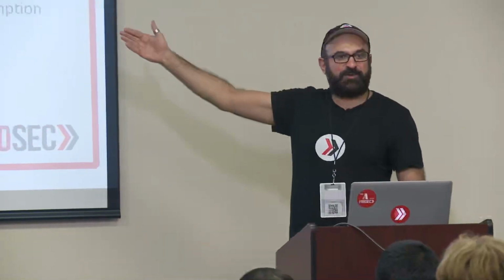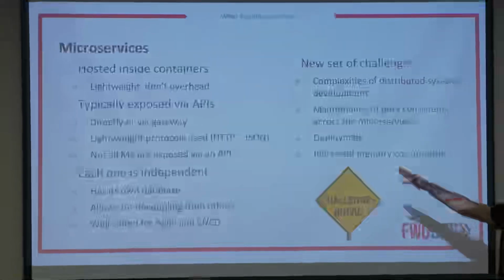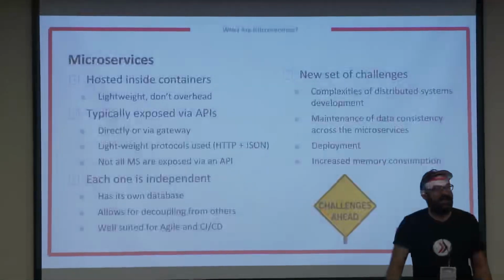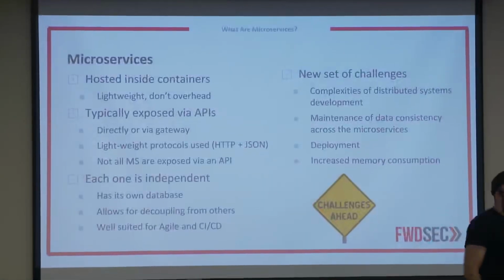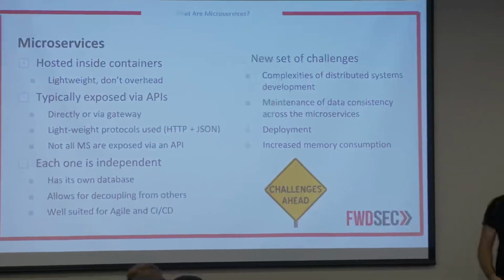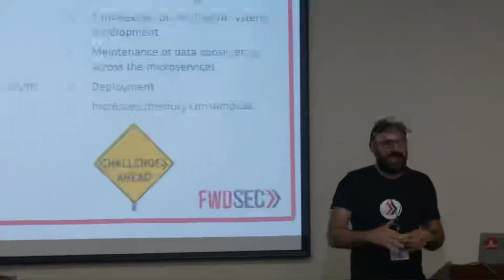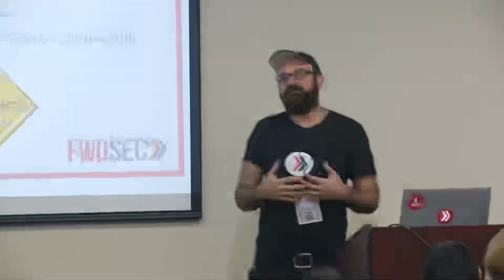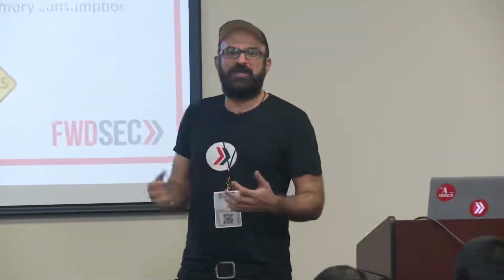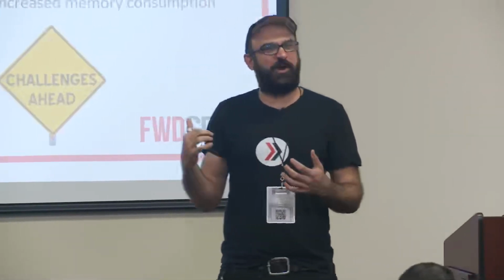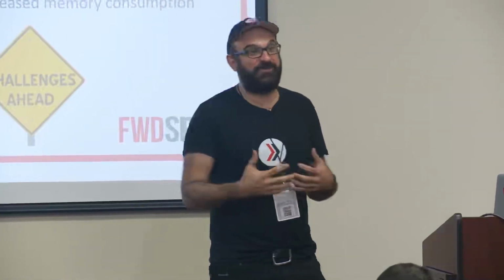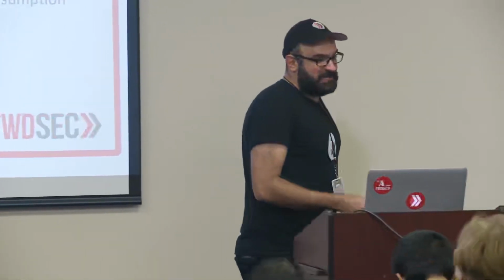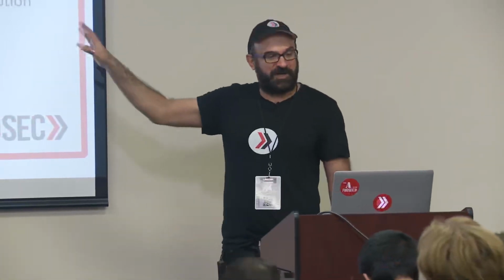So here are a few things about microservices. They're typically hosted inside containers. Again, they don't have to be, but typically they are. And containers are lightweight and they don't have a lot of overhead. And typically these things are exposed via APIs, either directly or via API gateways. A lot of clients that we deal with seem to just expose things directly, but as we can see, there are a lot of advantages to leveraging API gateways. And they use lightweight protocols like HTTP and JSON, and not all microservices are exposed via API.